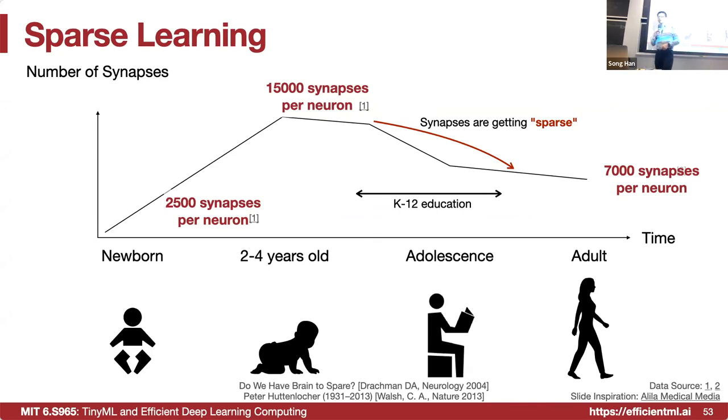So actually, during fine tuning, we are not utilizing all the synapses, right? But we are sparsely updating the synapses in the brain using a sparse learning technique. And does that also apply to artificial neural nets?